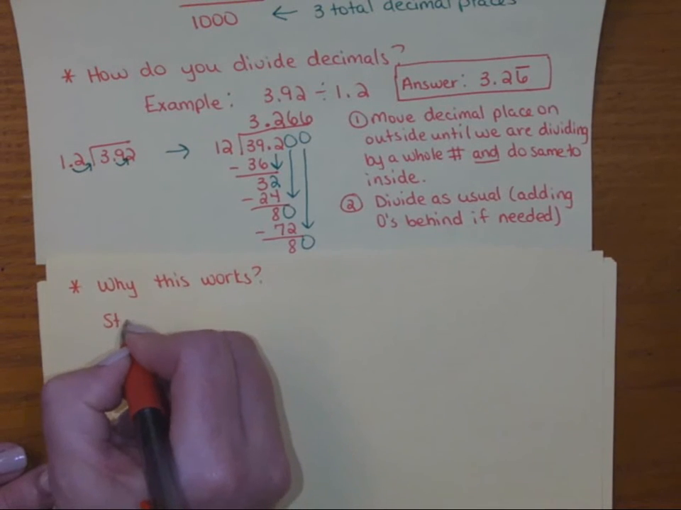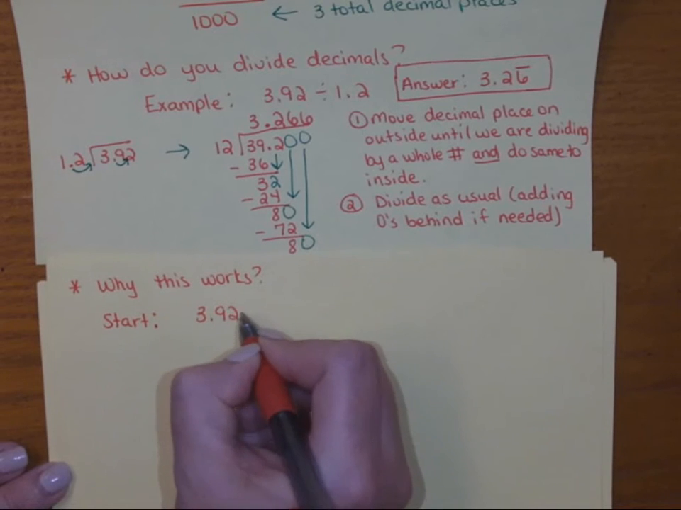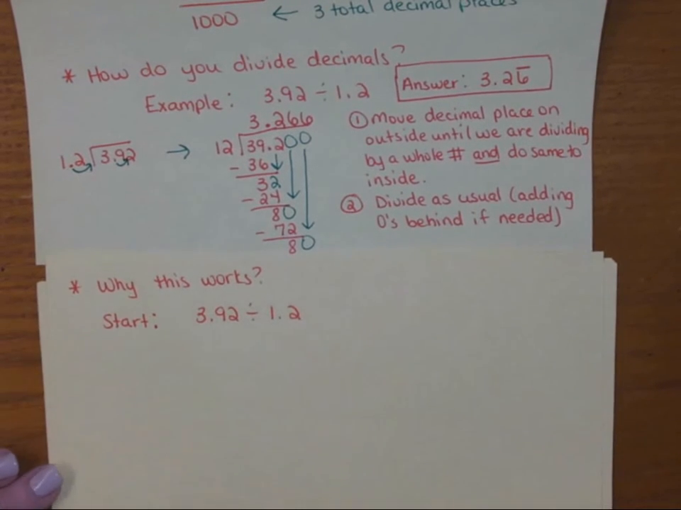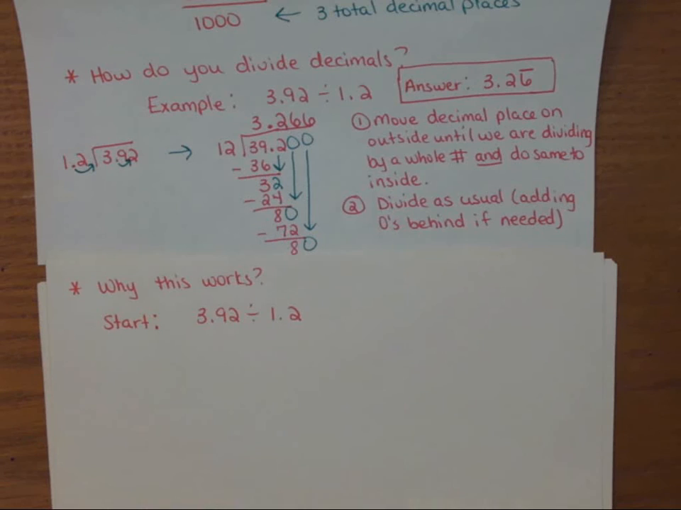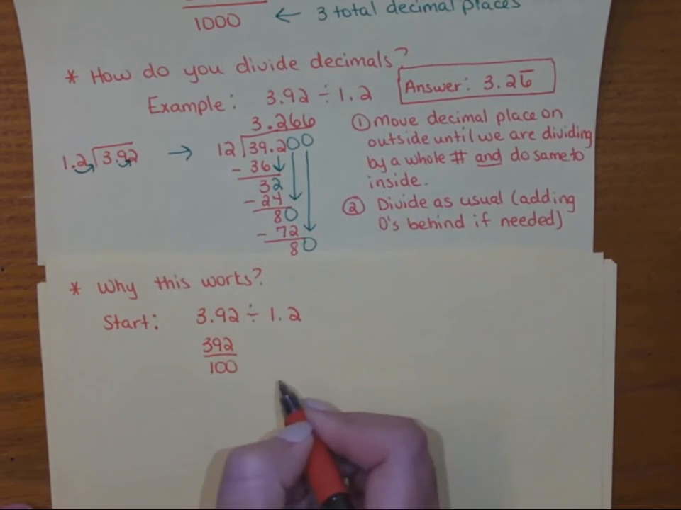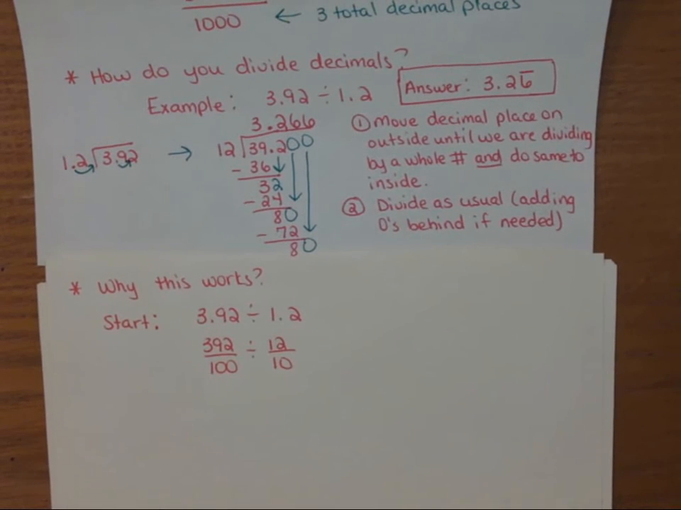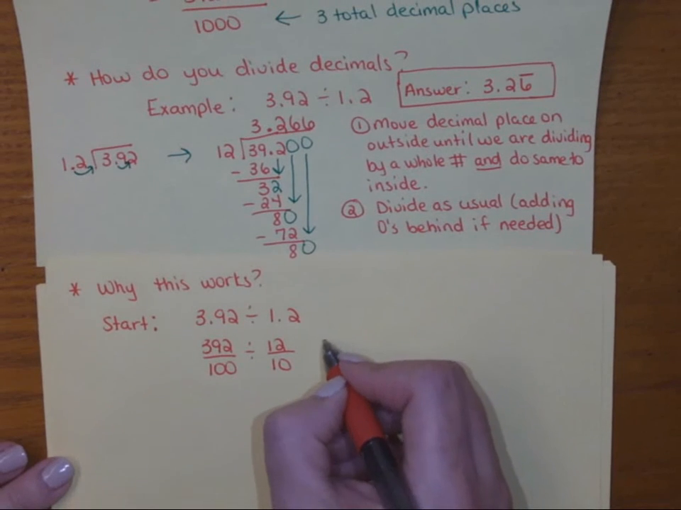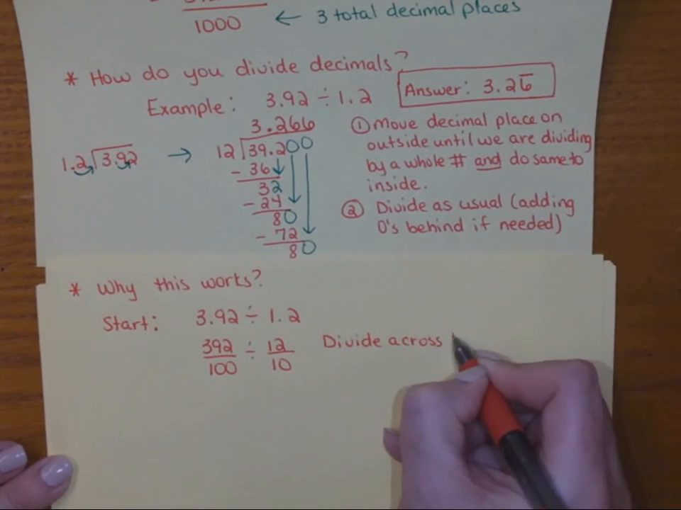So notice I'm going to start with what I was given, right? I started with 3.92 divided by 1.2. What I'm trying to show is why am I allowed to change that to 39.2 divided by 12? Okay, so keep in mind what your goal is. So the first thing is, just like with multiplication, we'll set these up as fractions. 3.92 has 2 decimal places, so it's the hundredths place. 1.2 only has 1, so it's the tenths place. And then we can just divide across the top and the bottom.